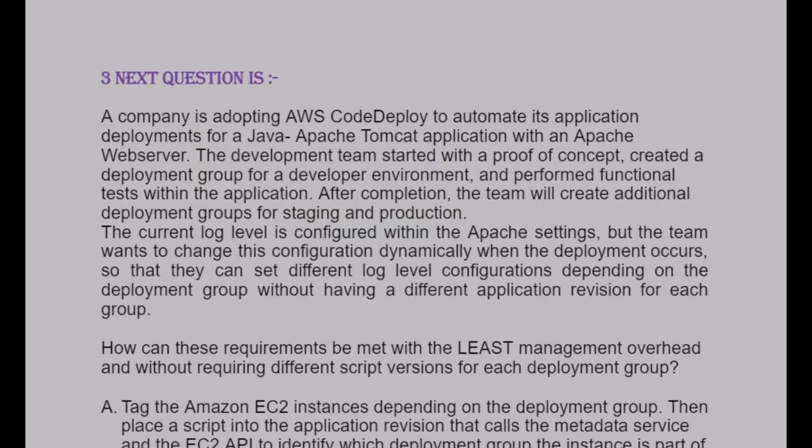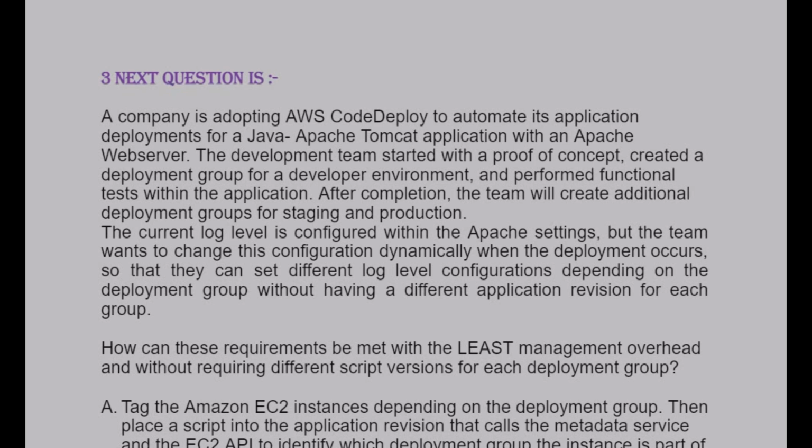Question is, a company is adopting AWS CodeDeploy to automate its application deployments for a Java Apache Tomcat application with an Apache web server. The development team started with a proof of concept, created a deployment group for a developer environment, and performed functional tests within the application. After completion, the team will create additional deployment groups for staging and production.